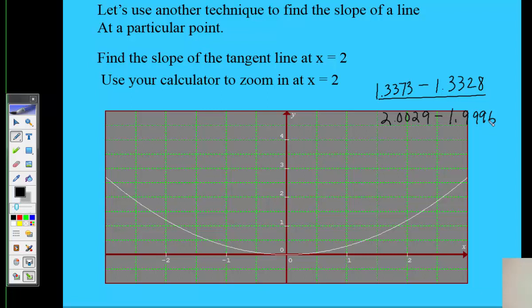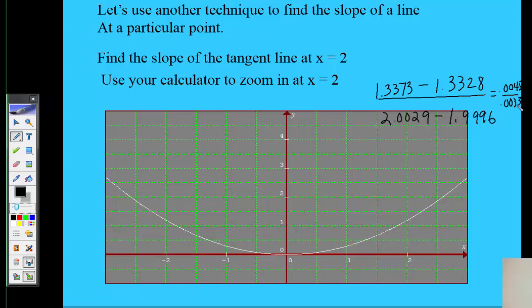That would be 0.0045. Let's squeeze that in. And then we'll take 2.0029 minus 1.9996, and you get 0.0033, and now we'll divide those.